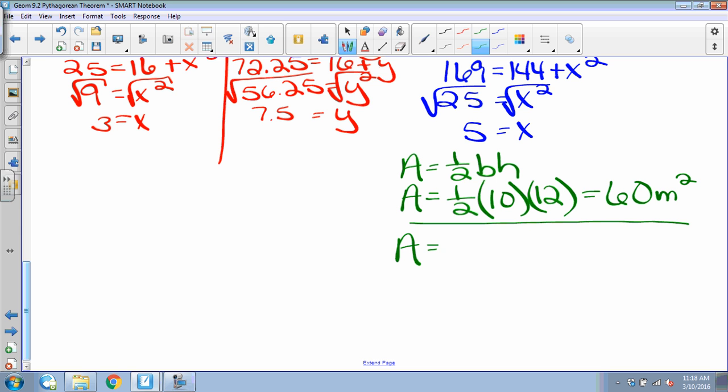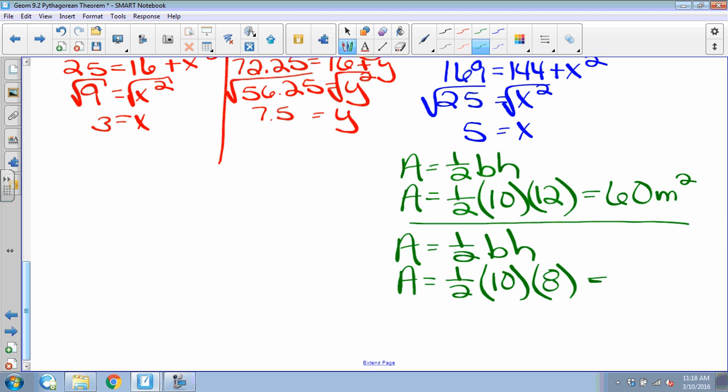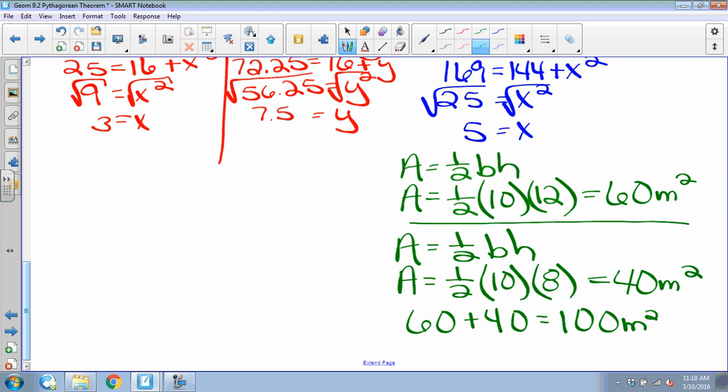So area equals 1/2 base times height. So area equals 1/2 times, the base is still 10, the height of the other one is 8, which is 40. So 60 plus 40 equals 100 square meters. So yeah, there's definitely more than one approach to this problem.